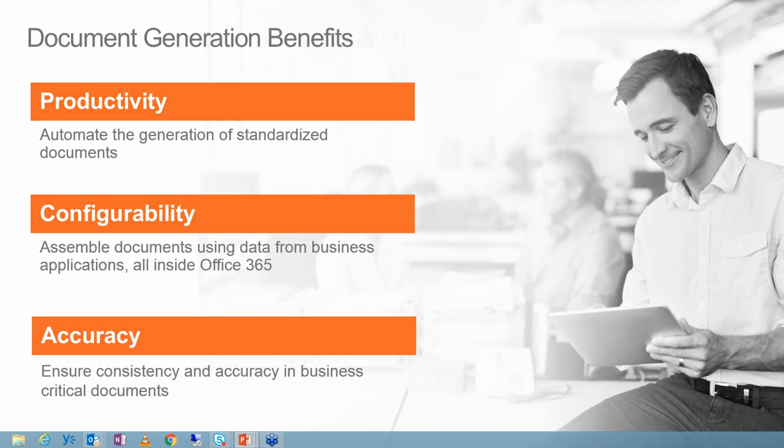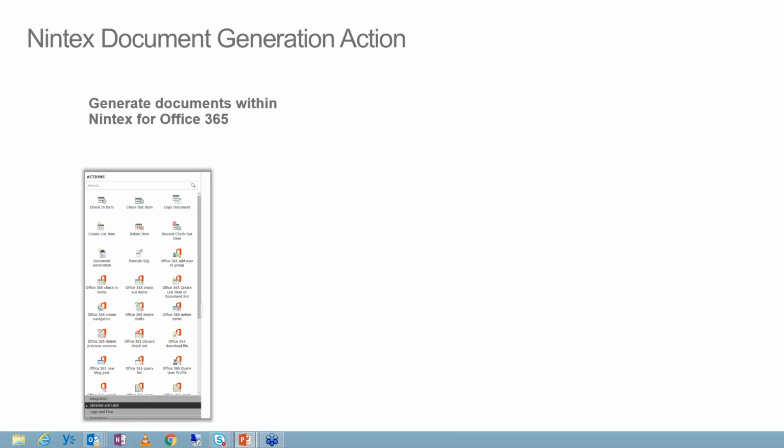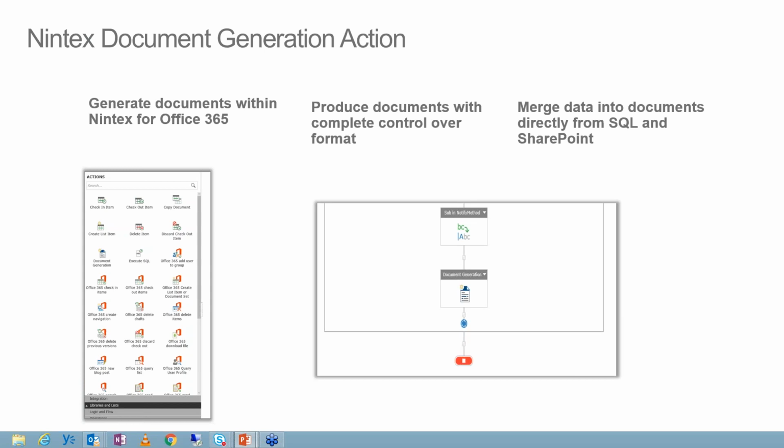So in terms of the Nintex document generation action, basically what we do is we give you the ability to create Nintex workflow processes that can assemble highly formatted Word, Excel, and PowerPoint documents in Office 365 with data that's integrated from SharePoint and other databases such as SQL. So this kind of gives you a little bit of a snapshot of the Nintex actions, and you can specifically see here the document generation action, and then a bit on the designer canvas.